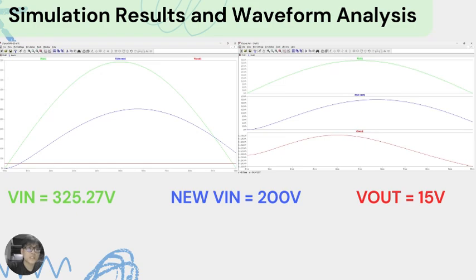So for my part, I will explain simulation result and waveform analysis. As you can see, we have three different waveforms, which is Vin, new Vin, and Vout. The Vin is direct from the power of sunlight, so it is 325.27 volts. It's too big for our filter, so we drop using the voltage divider into 200 volt. After crossing the filter, the voltage out will be 50 volt.